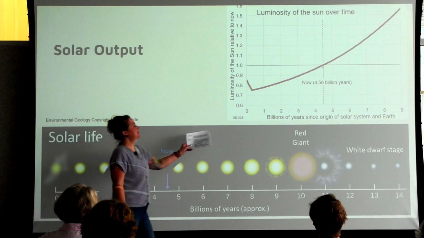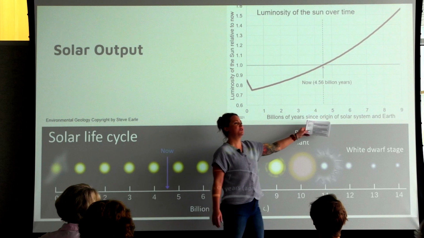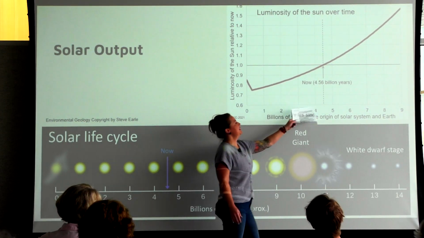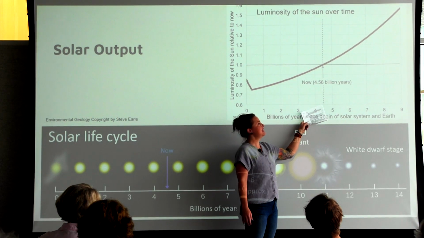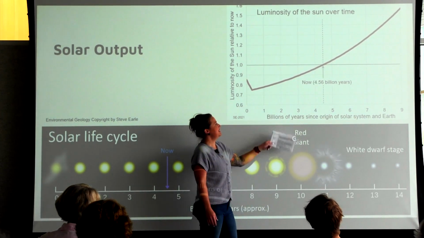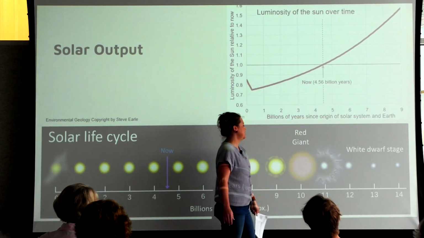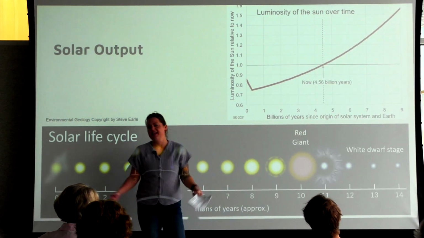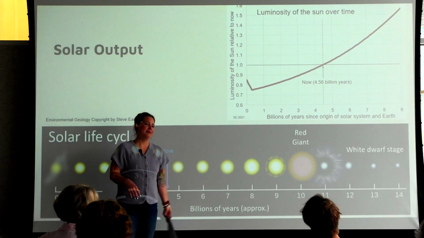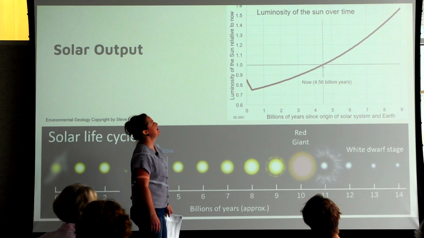You can see here, this is billions of years since the origin of our solar system and Earth. So this would be 0, the formation of the Earth. Here we are at 4.5 billion years later. So you can see how much that has changed over 4 billion years. And it will continue to change until we get to the red giant phase, and then Earth will be destroyed by the sun. So we don't have to worry about it past 10 billion years from now.